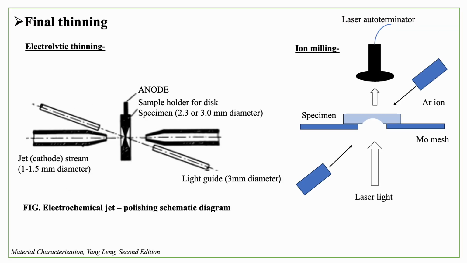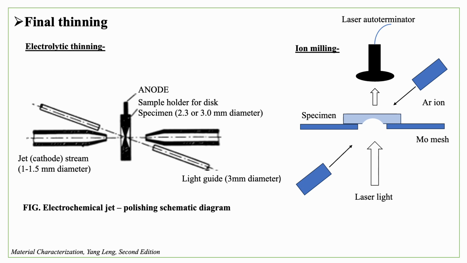For final thinning, we can use electrolytic thinning. This can be done only for materials which are electrolytically conducting, like metal specimens. So we can electrolytically reduce the thickness of samples which are electrically conducting.